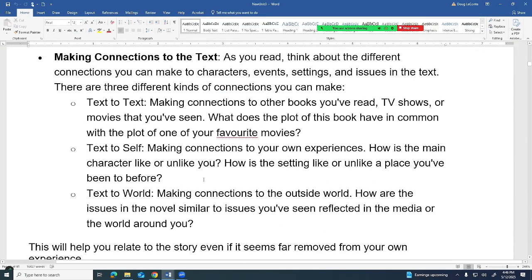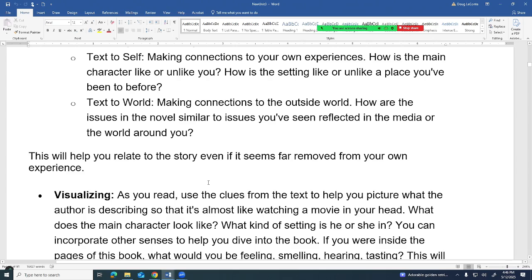There's also text to self, making connections to your own experiences. How is the main character like or unlike you? How is a setting like or unlike a place you've been to before? And then there's text to world, making connections to the outside world. How are the issues in the novel similar to issues you've seen reflected in the media or world around you? This will help you relate to the story even if it seems far removed from your own experience.